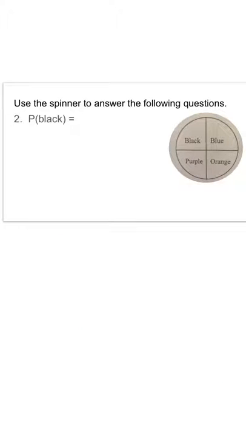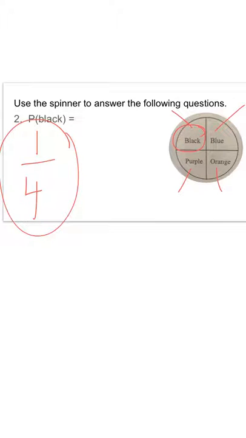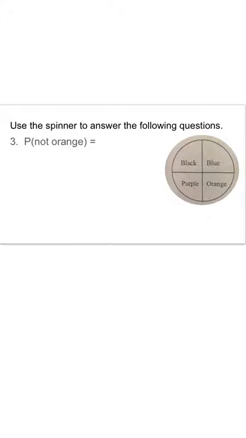In the next few questions, you're going to use the spinner to answer the following questions. Number 2, what is the probability of black? First, the bottom number of the fraction is going to be how many possible choices there are, which is 4. Then how many of them were black, and there was only 1, so there is a 1 fourth probability of spinning black.